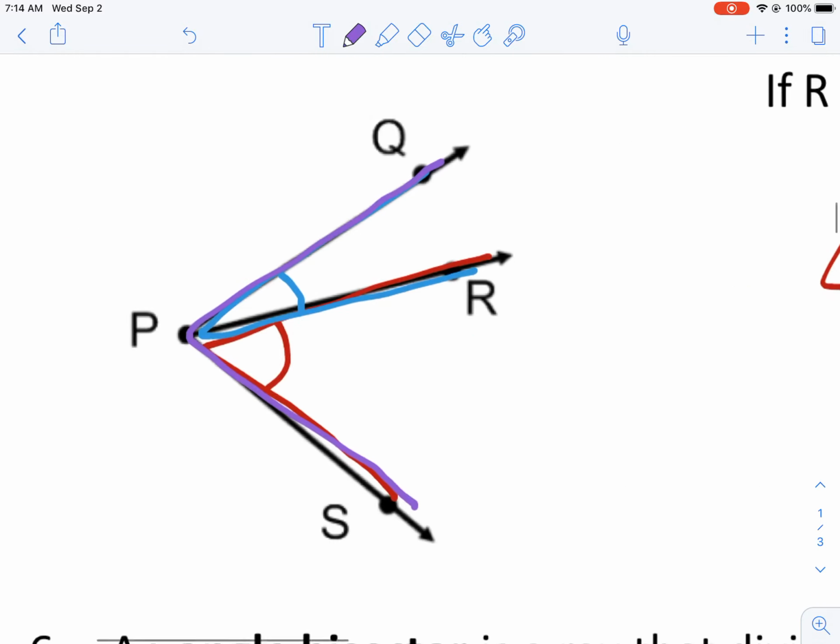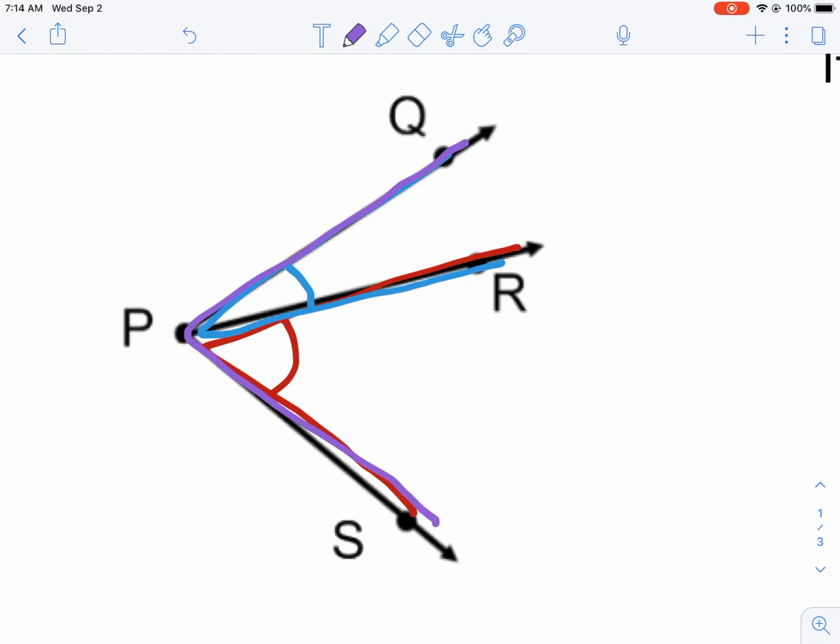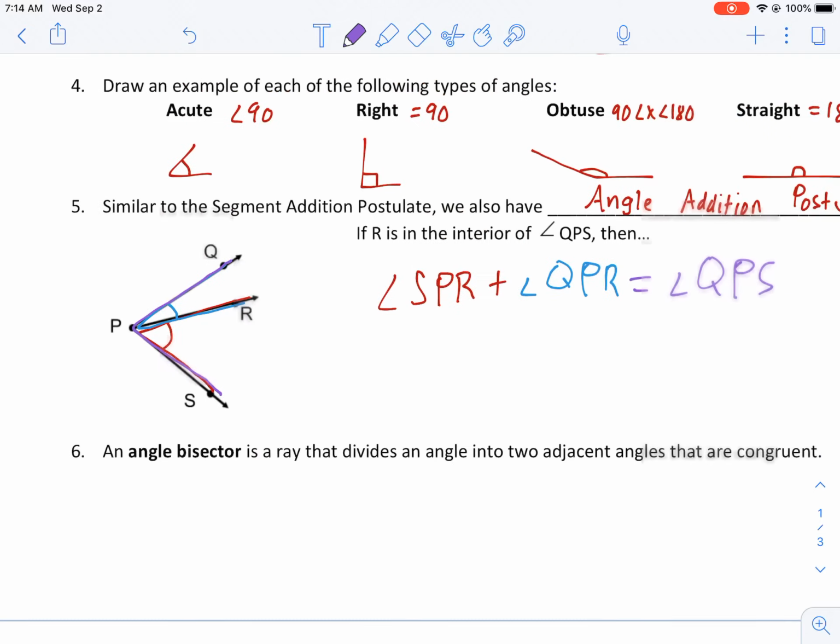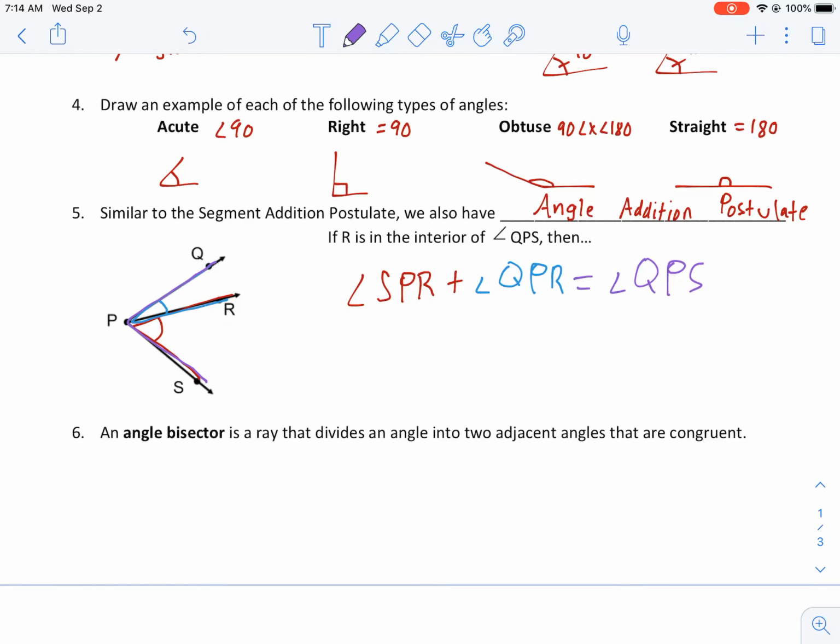So if we ignored the R and we went to the outside, I hope you can see these 3 angles here. So the 2 half angles add up to make the full angle. All right, and that's exactly what the segment addition postulate was as well, all right?